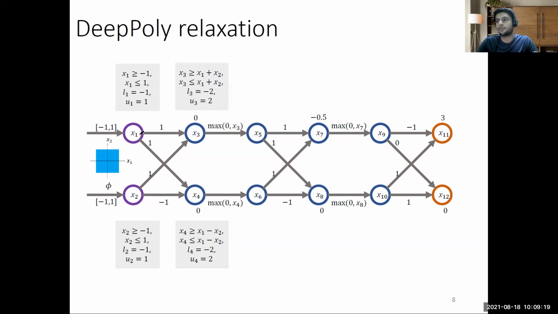So here, if you look at the first layer, we have x1 and x2, and we have the bounds, and we define the region for each neuron like this. So the lower bound is -1, the upper bound is +1, and we are similarly defining the upper and lower bounds like this. So it's pretty trivial.